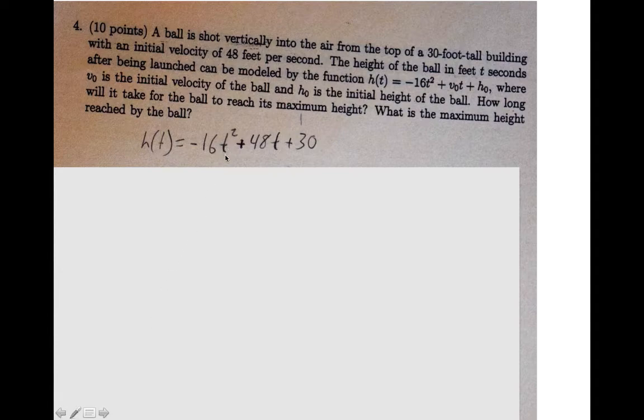So t is telling us time, that's the how long part, and h is telling us the height. Okay. So we're talking about a maximum, and we have a quadratic equation whose leading coefficient is negative, so it's a parabola opening down, which means we're going to have a maximum at the vertex. So we're going to go through that process of solving to figure out what the vertex is.